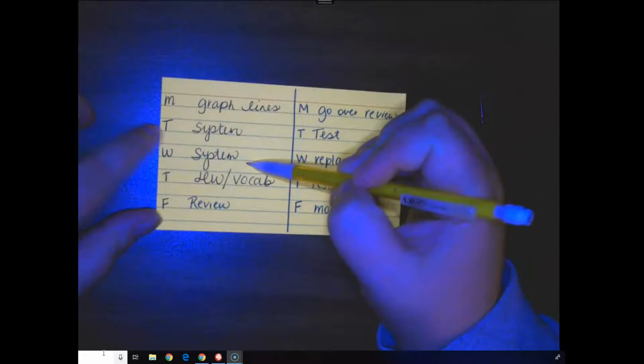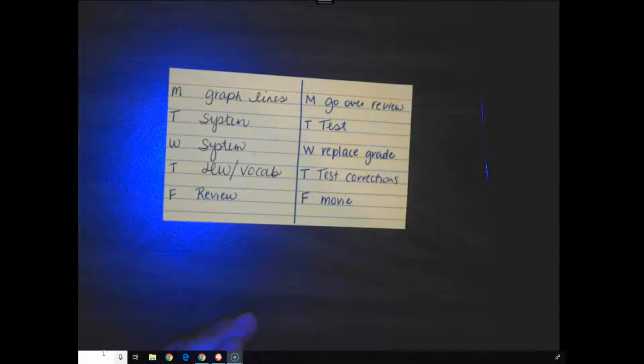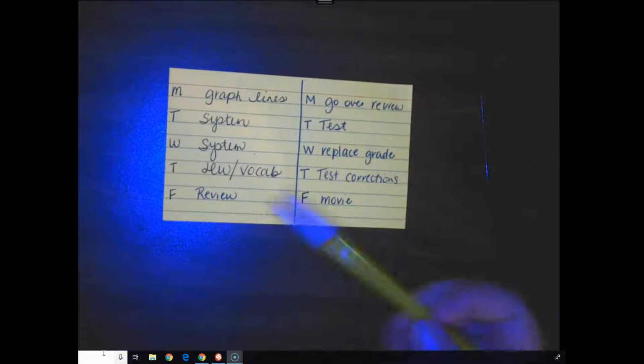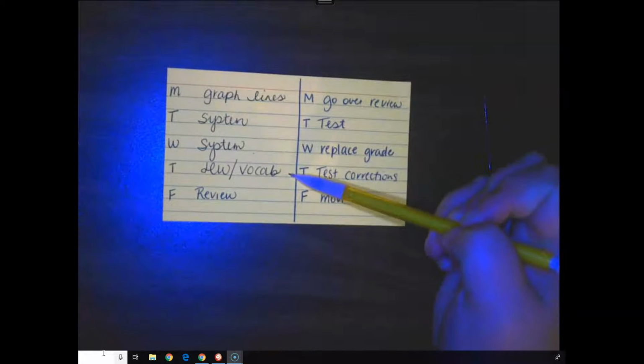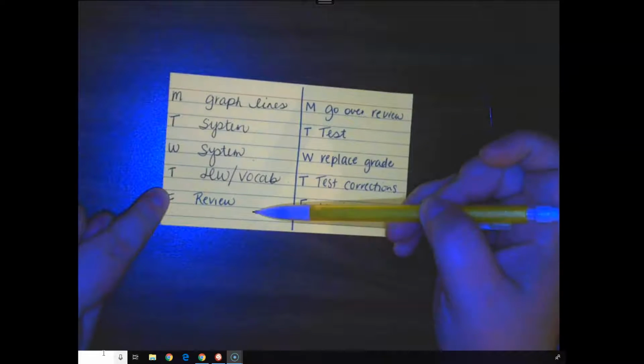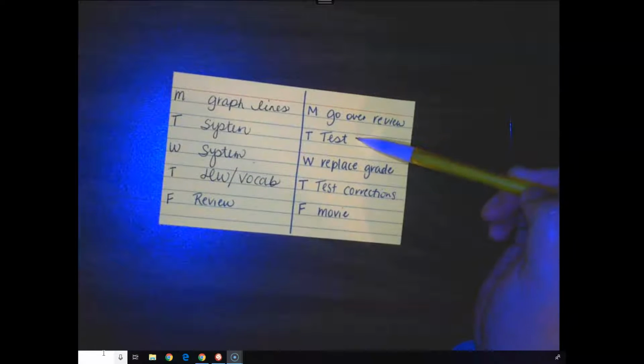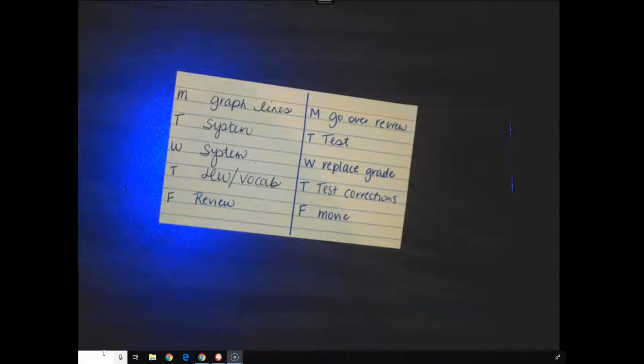Tuesday and Wednesday, we're going to do something called systems, and that's where we're going to graph two lines and see where they intersect. On Thursday, you're going to have a homework and vocab day. Friday, you're going to do a review sheet. Monday, we're going to go over that review sheet. And on Tuesday, you're going to take a test over slope, y-intercept, equations, graphs, tables, all of it, what we've been spending the last 4 weeks on.